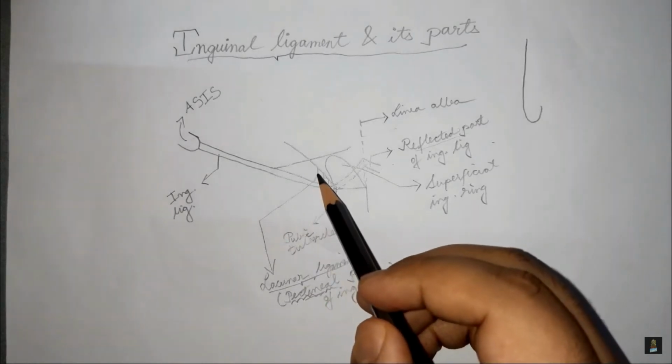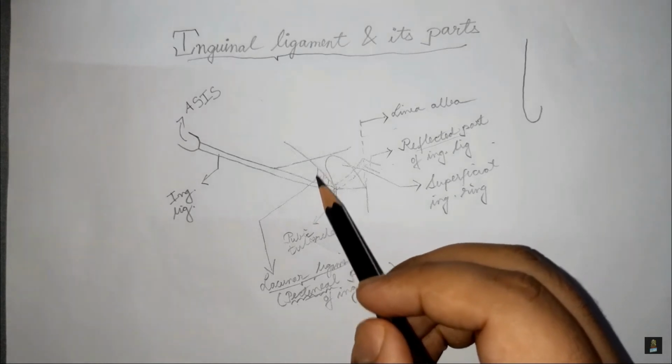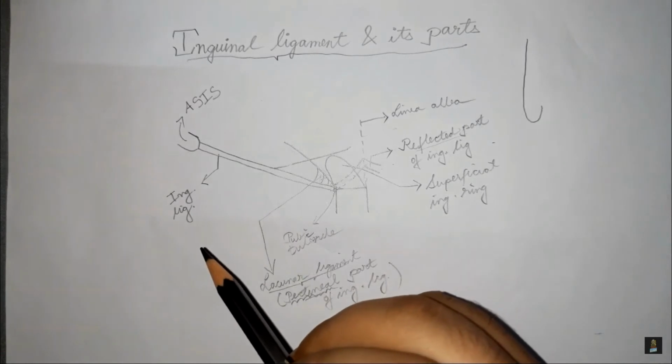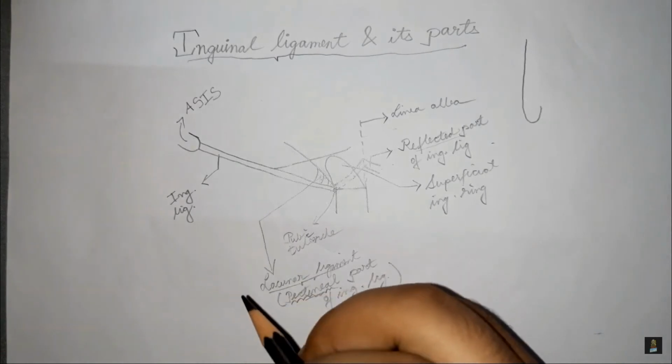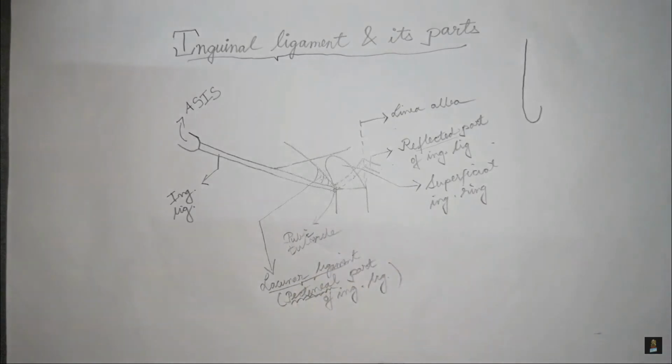Whereas, as you can see, the base is kind of free. It is free, not really attached to anything. Okay. So that's that about the lacunar ligament, I guess.